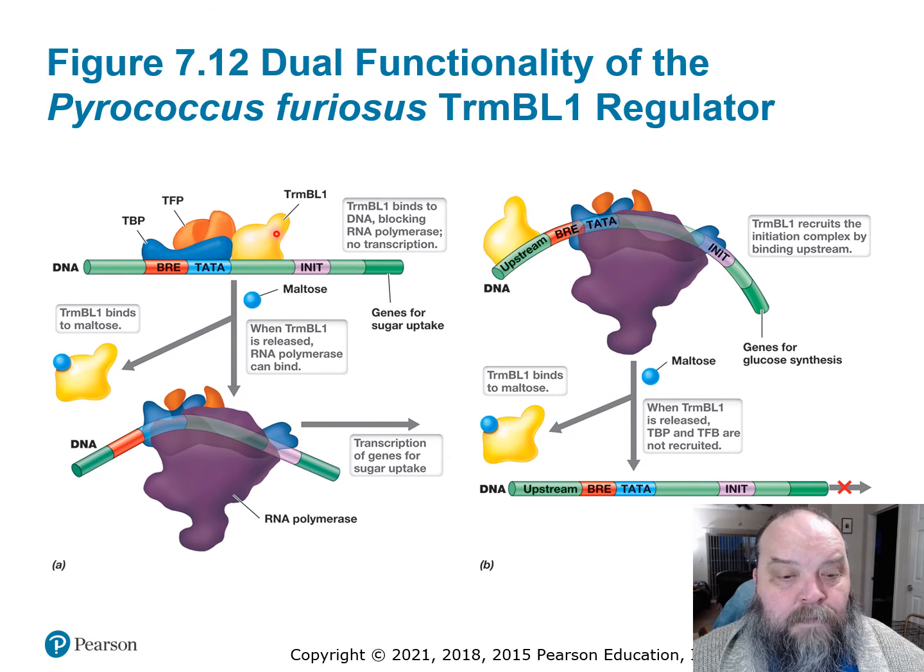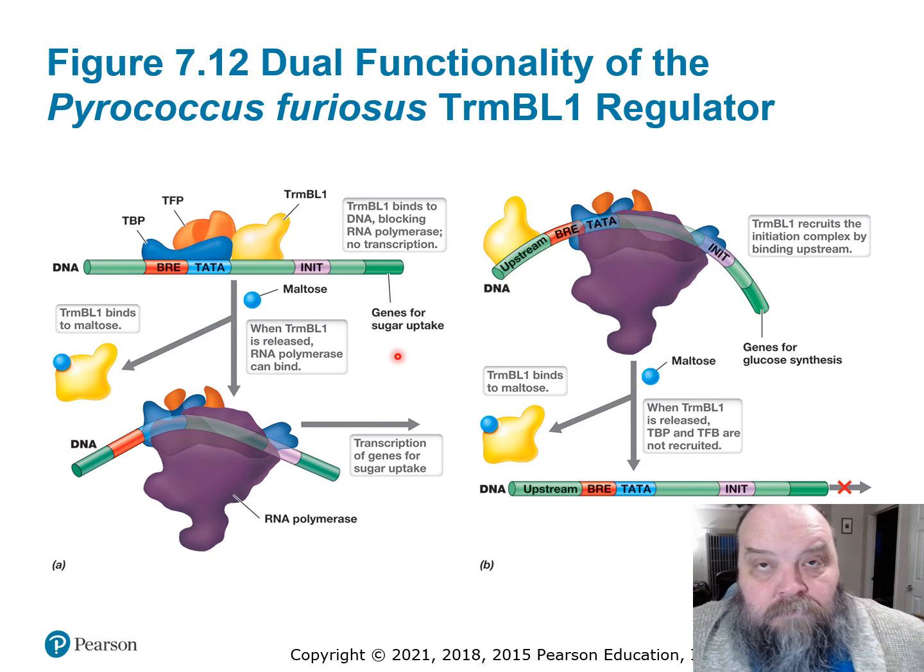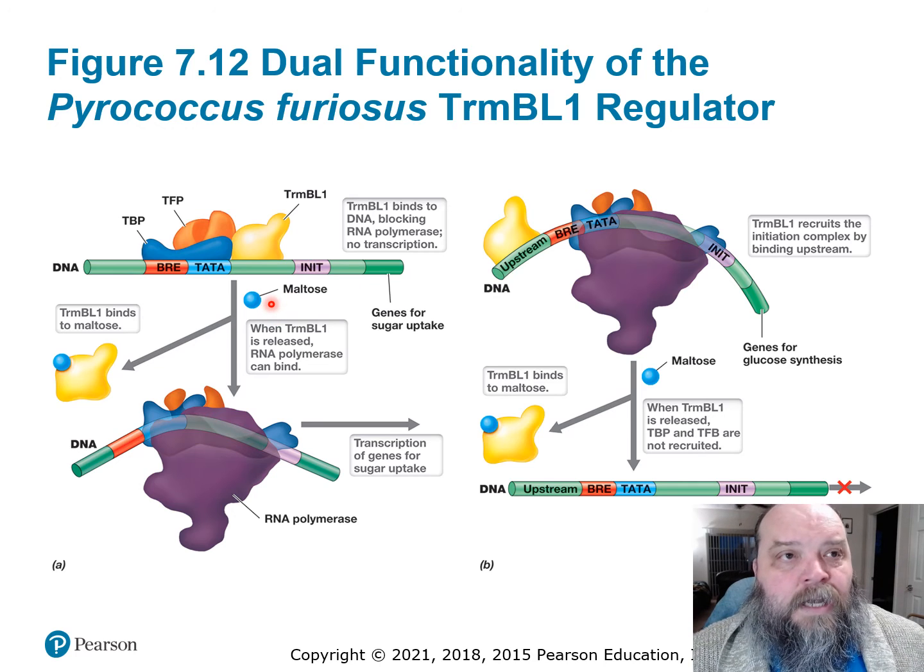Under normal conditions, TRMBL1 binds to and interferes with the genes for sugar uptake. Because if there's no sugar out there to be taken up, there's no reason to do all that. Well, look, maltose gets in because it's suddenly in the environment. It now diffuses across the membranes into the cytoplasm. Maltose binds TRMBL1, interferes with it, pulls it off. These other two, TBP and TFB, recruit and position RNA polymerase, and boom, expression of that operon.